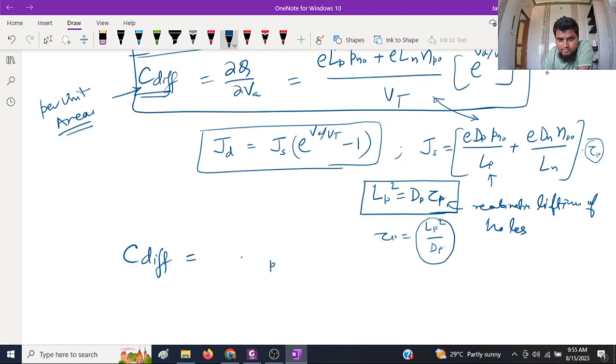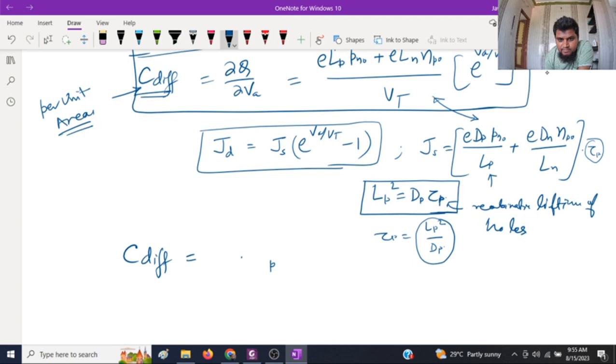Depending on the majority carrier currents, one of them will actually be dominant, depending on Na or Nd, Pn naught or Np naught. That will decide the diffusion capacitance in general, but you can write it as Js into tau, the lifetime of the carrier, or effective lifetime you can say, into e to the power Va upon Vt. So why am I not writing tau n or tau p, but just writing effective? That will be dependent on tau n and tau p, because here you have to multiply with tau p, here you have to multiply with tau n, then only you will get this expression.